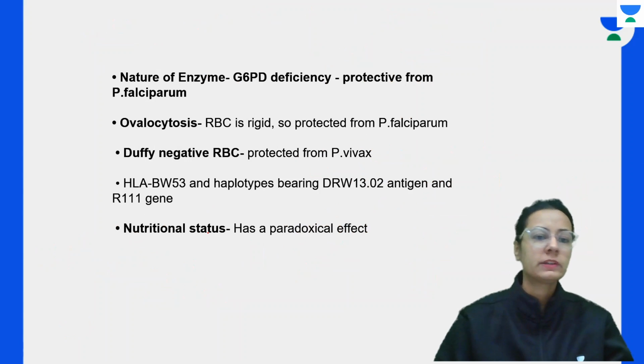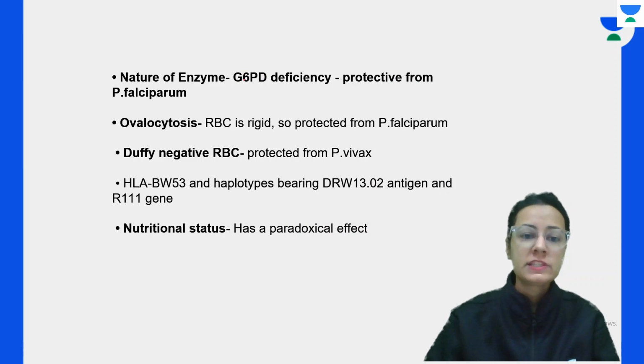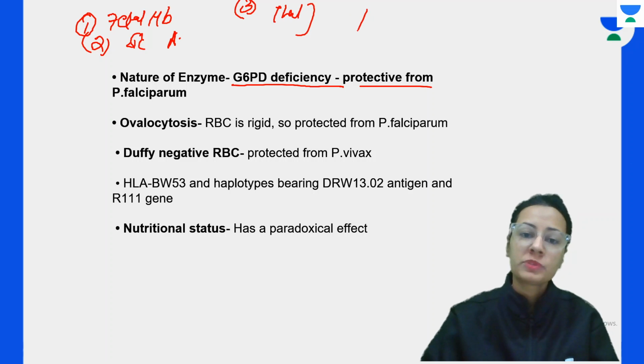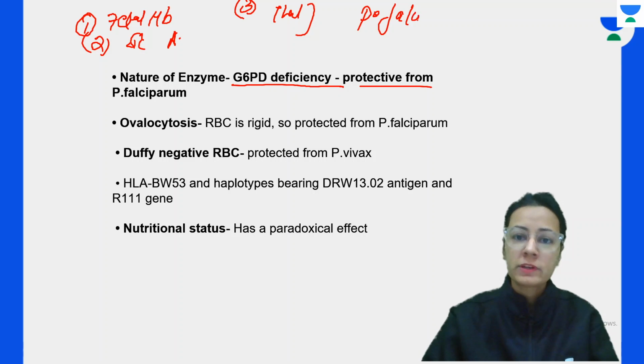Going to the next one, the nature of the enzymes. G6PD deficiency is also protective. We talked about fetal hemoglobin, sickle cell anemia, and the thalassemia trait. They all are protective from Plasmodium falciparum.